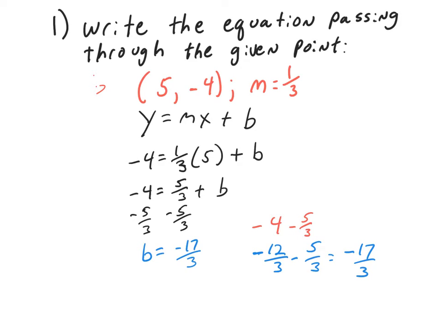And then if we put that into our slope-intercept form, we'll get y equals 1/3 x minus 17/3.